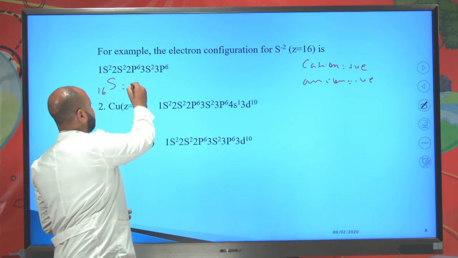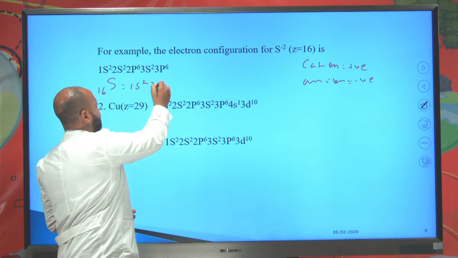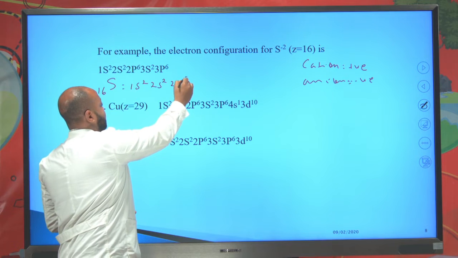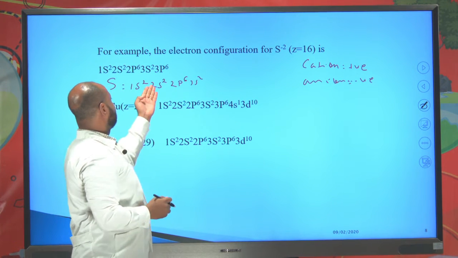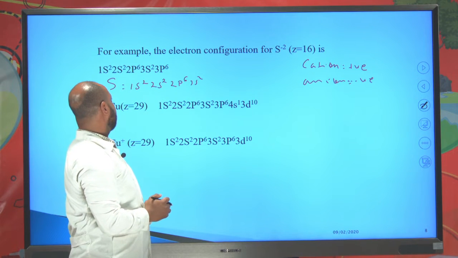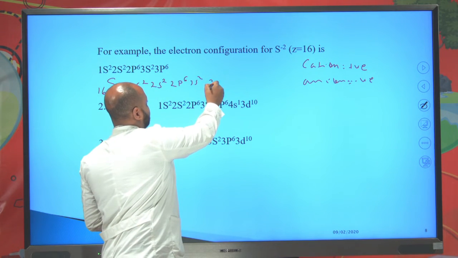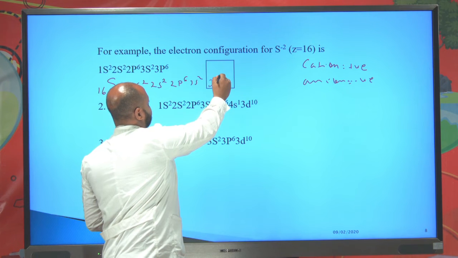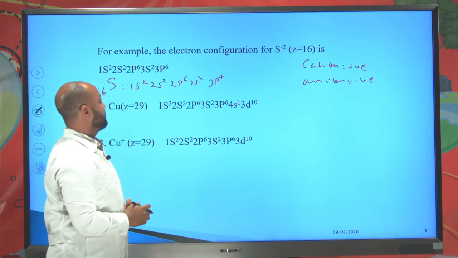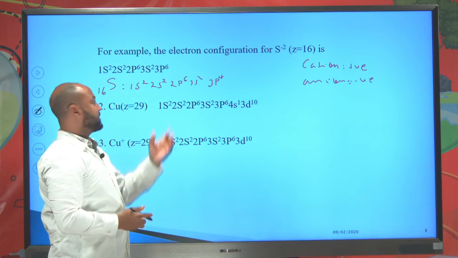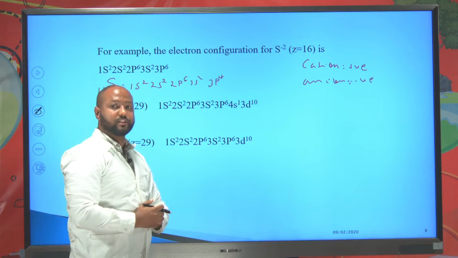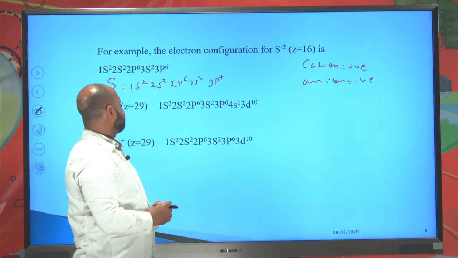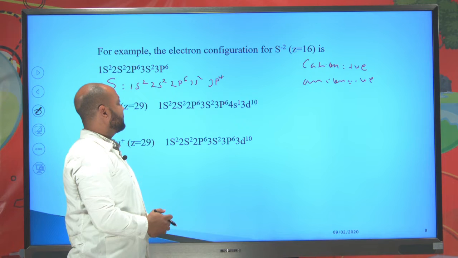The electron configuration becomes 1s2, 2s2, 2p6, 3s2, 3p4. This is the electron configuration for the neutral sulfur atom, atomic number 16. This is the electron configuration.